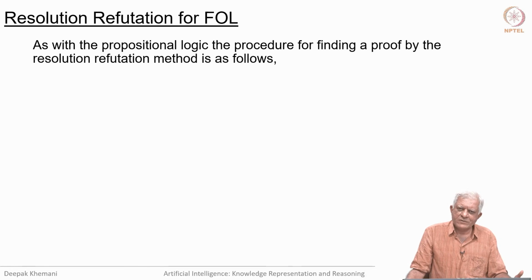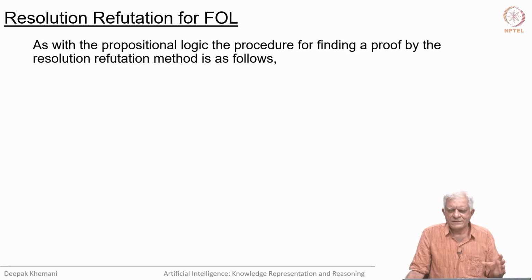Welcome back. So, we have been looking at the resolution refutation method, and we first looked at it for propositional logic, and we saw that the procedure is as follows: you take the given knowledge base, you negate the goal and add it to the knowledge base, convert this whole thing into CNF or clause form, and then repeatedly apply the resolution rule by taking some two clauses and adding the resolvent, and you keep doing that till you get the empty clause as a resolvent.